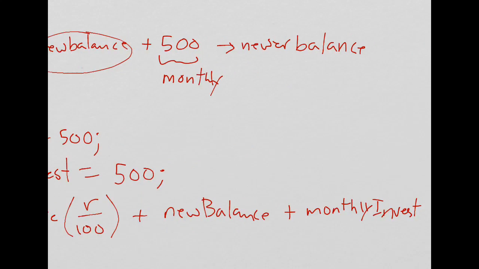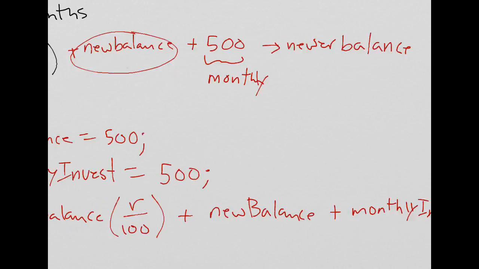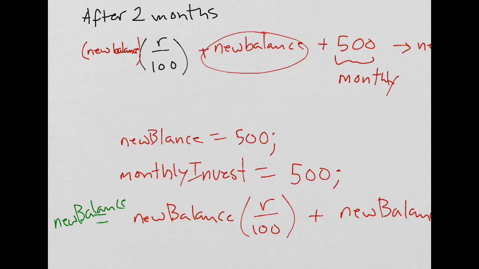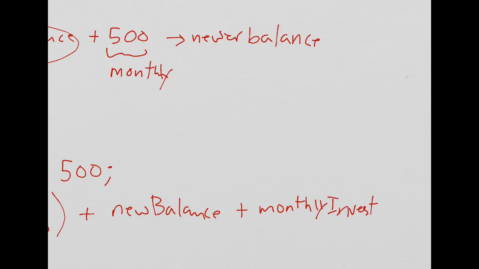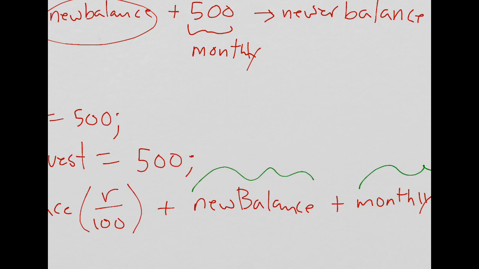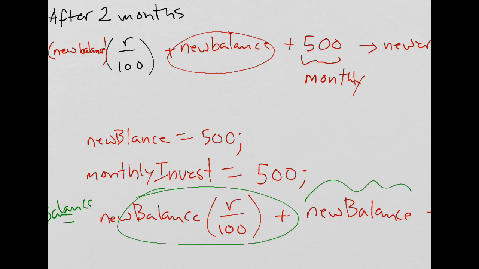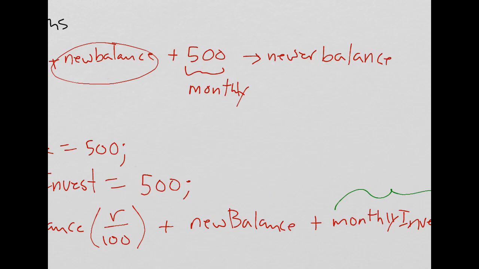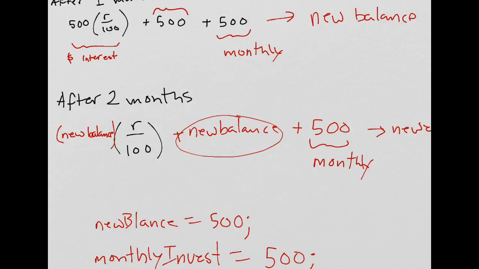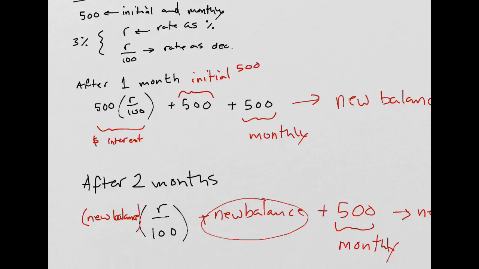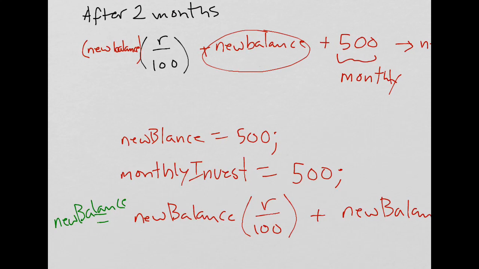Hopefully that makes sense. That's how I'm going to do the monthly investment, the recurring monthly investment, so I think that's how you should do it as well. The monthly investment is going to be the same every time. New balance is going to be changing. This interest rate will be changing because new balance will be changing. So there you go. That's the interest formula for monthly addition, if you're adding stuff monthly.